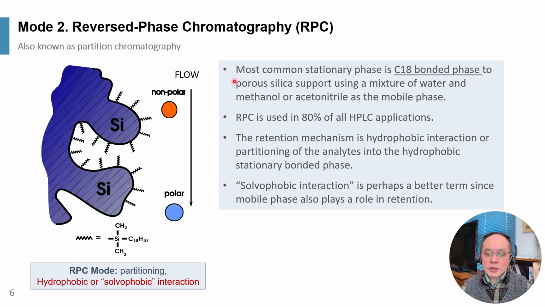The most common stationary phase in reverse phase is the C18 bonded phase, bonded to porous silica support. And the mobile phase used is a mixture of water with methanol or acetonitrile. Reverse phase is used in 80% of all the HPLC applications. The retention mechanism is hydrophobic interaction, or the partitioning of the analyte into the hydrophobic stationary phase. Perhaps the term solvophobic interaction is a better term, since the mobile phase components play a role in the retention mechanism of the analytes.